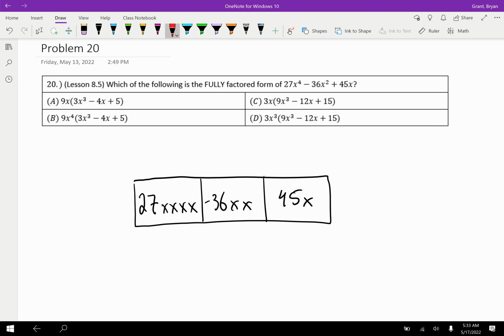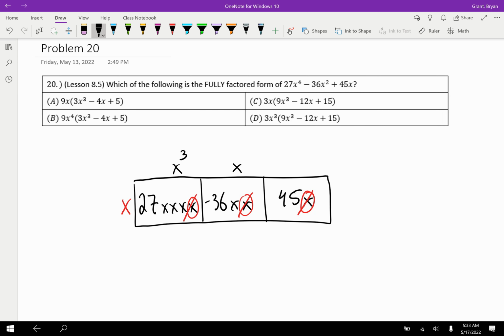So if we're looking to see what they have in common, we should be able to tell that they all each have just a single x in common. Right? We can't take more than one x because this guy at the end only has the one x. So we are going to factor out an x from each of those. What does that leave? Well, we had three x's here, so that'll leave us an x cubed. This will leave us an x and nothing here.